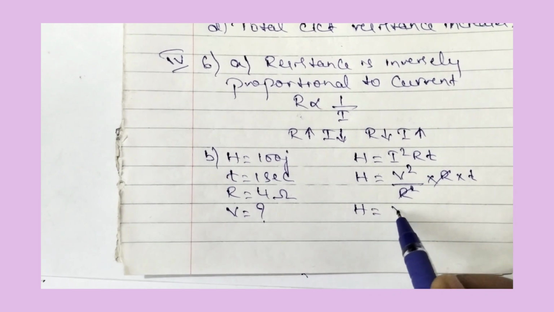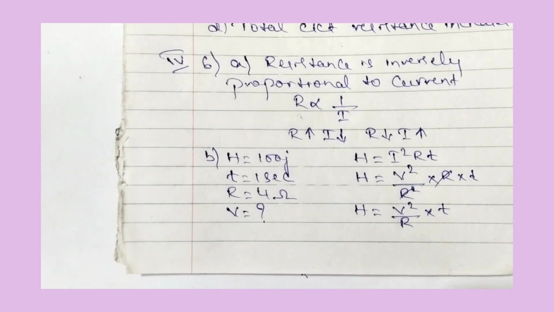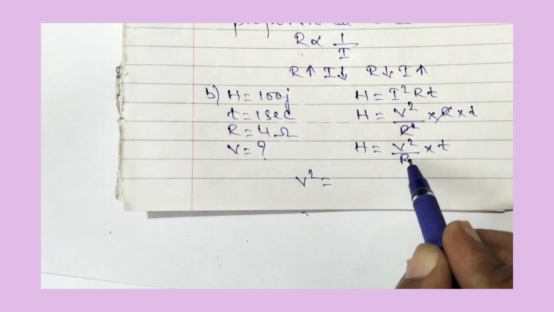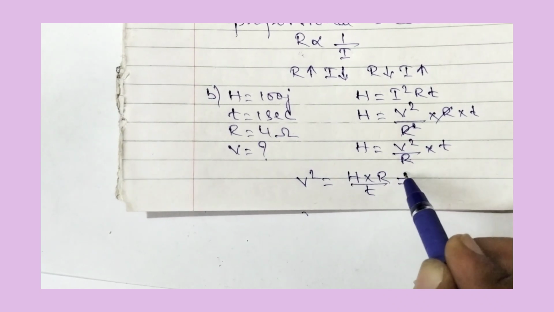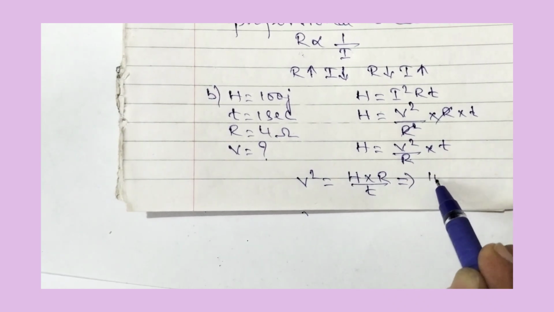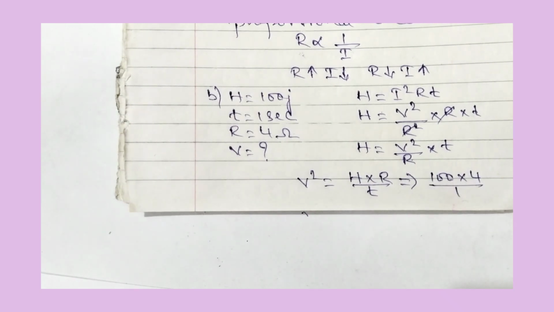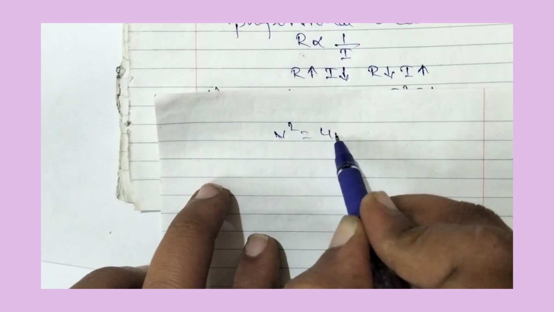So H is equal to V square by R into T. So now let us calculate V square. V square is equal to, you multiply R here, H into R divided by T. So what is H? 100, into what is resistance? 4, divided by time is 1. So V square is equal to 100 into 4, which is 400.